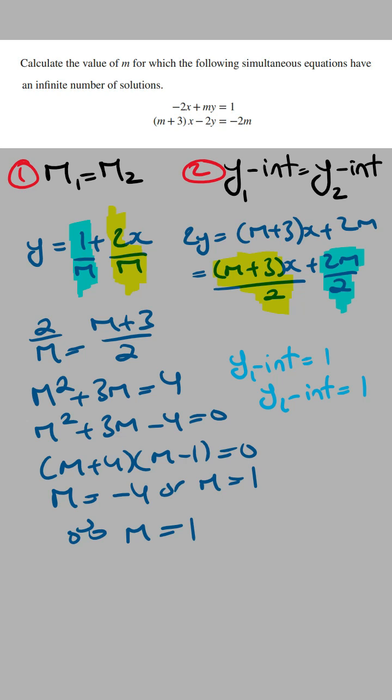You could also test out the value of m when m is equal to minus 4, but notice that the question asks for a value of m, which means that there's only one value, and so m can only be 1.